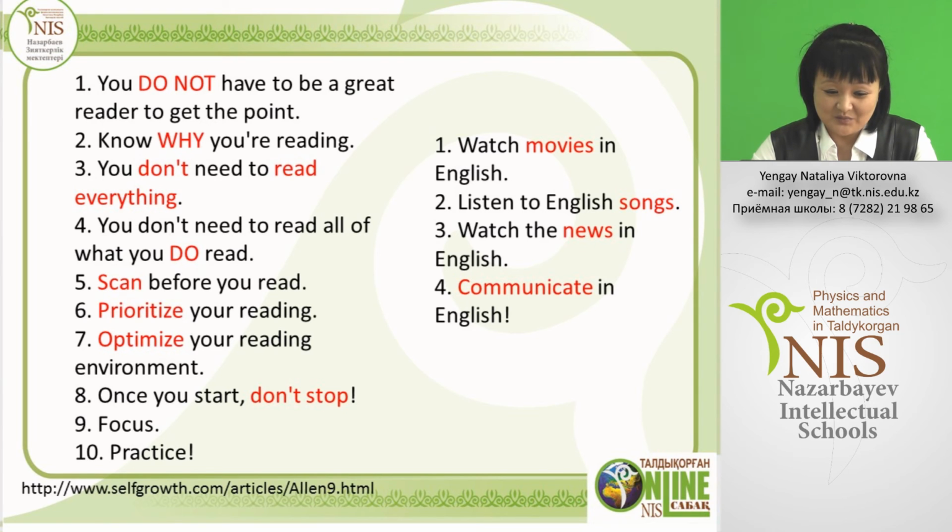The sixth one. Prioritize your reading. You can't read everything all at once and wouldn't want to. If it's important, read it now. If it's not, let it wait. The seventh one. Optimize your reading environment. You'll read faster and comprehend more if you read in an environment that's comfortable for you.